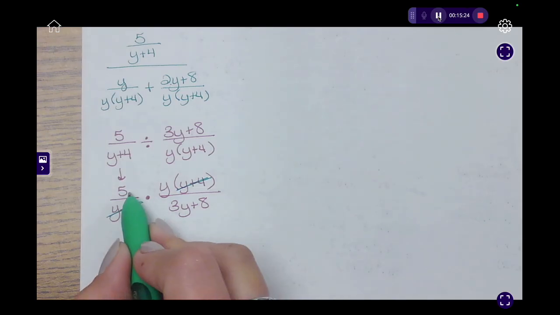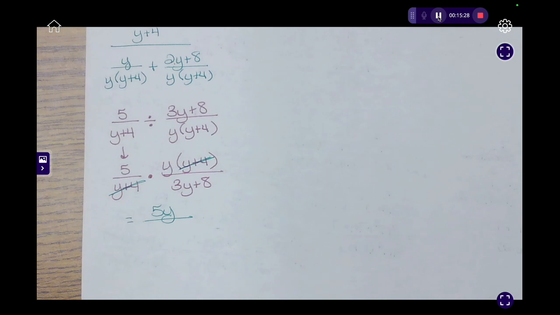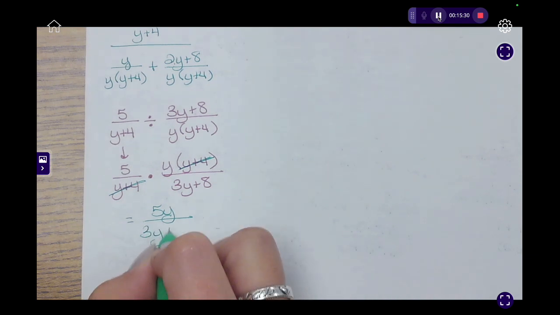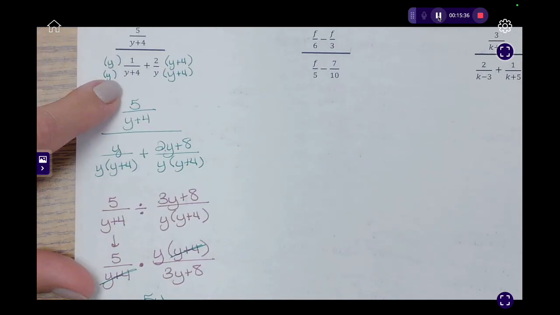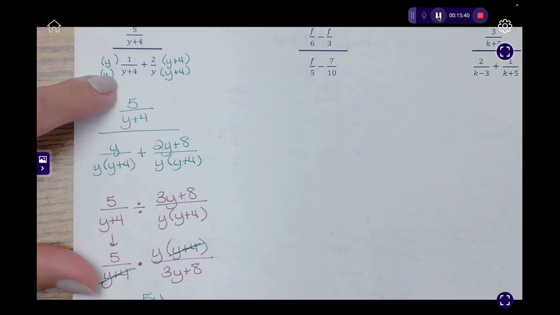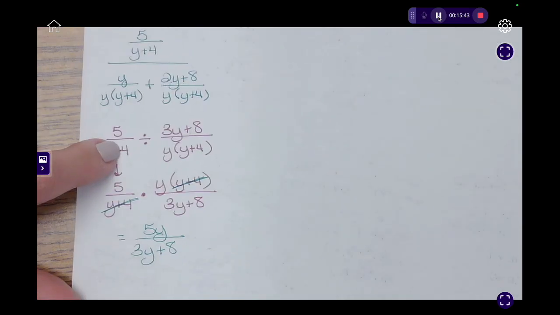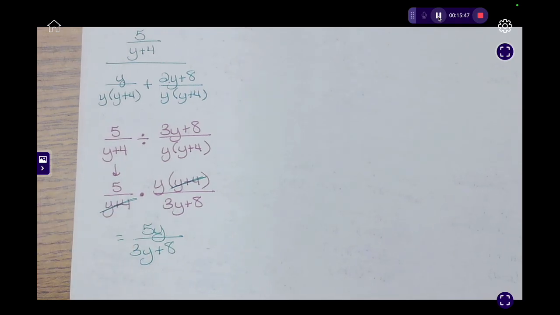Okay, so looking at multiplying across the top, I'm going to have 5y, and then across that bottom, I'm just going to have the 3y plus 8. And that's it. That's my answer. Okay, so again, it looks like a lot, but you're just going to simplify what you can. So if you have an addition or subtraction problem, you're going to simplify that first, and then it just becomes a division problem, which you do the keep, change, flip, and you multiply and cancel out what you can.